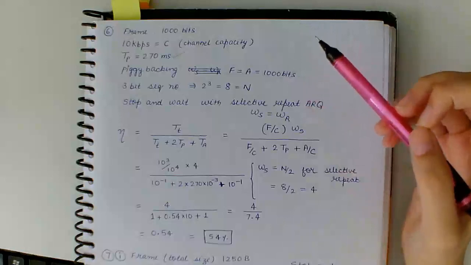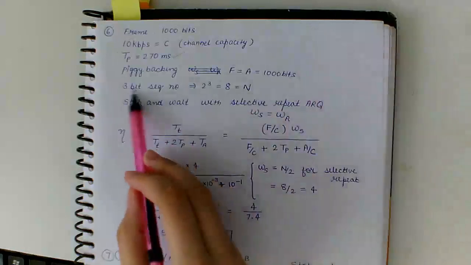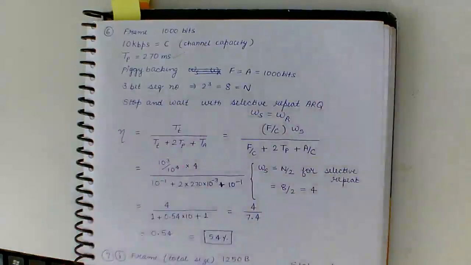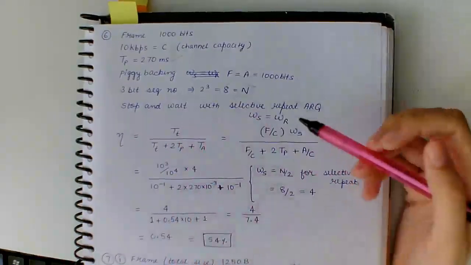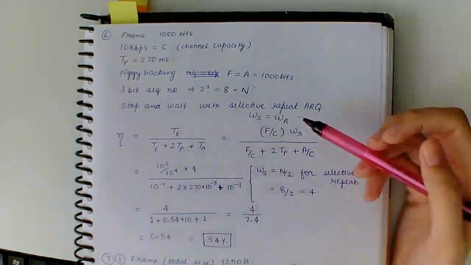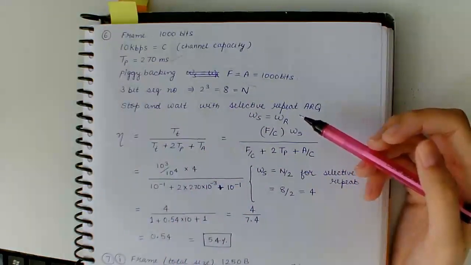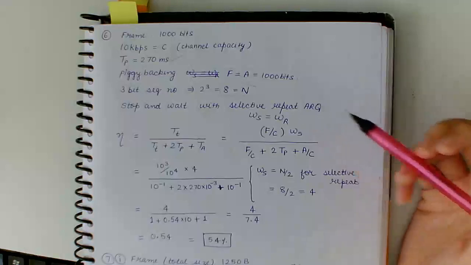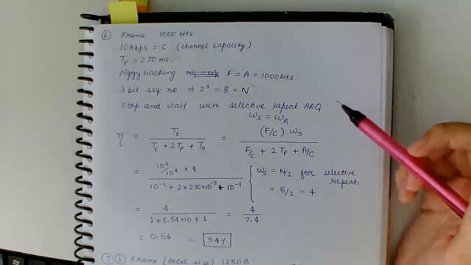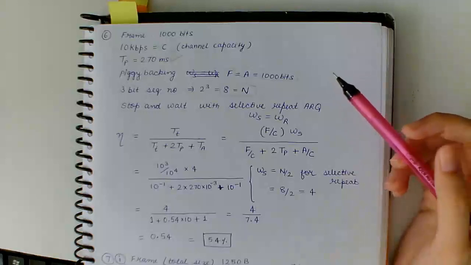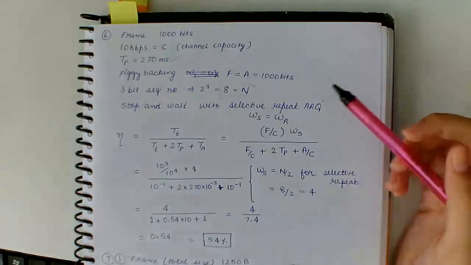The headers are very short. 3-bit sequence numbers are used, so using stop and wait protocol, we get n equal to 8. What is the maximum efficiency if the channel utilizes stop and wait protocol?